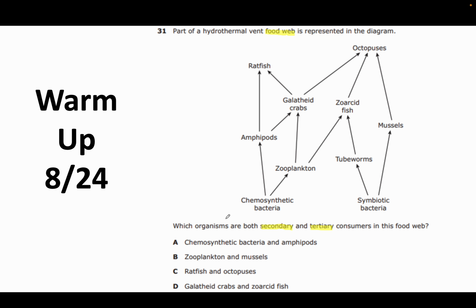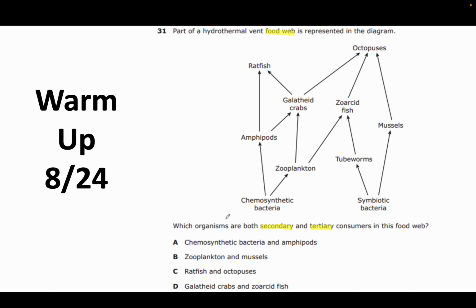When you're taking a test, you do have to learn how to eliminate wrong answer choices. And if we see chemosynthetic bacteria supporting this food web or at the bottom of the food chain, we know that it's not secondary and it's definitely not tertiary. So if we were taking a test, we would cross that one out. Now, with that said, let's start from the bottom and work our way to the top.